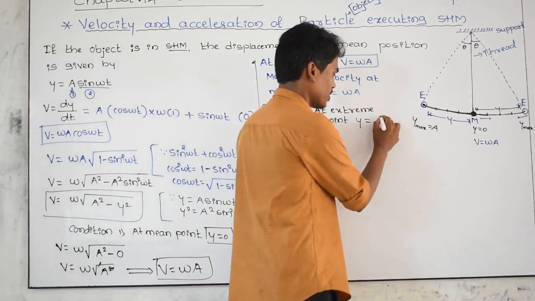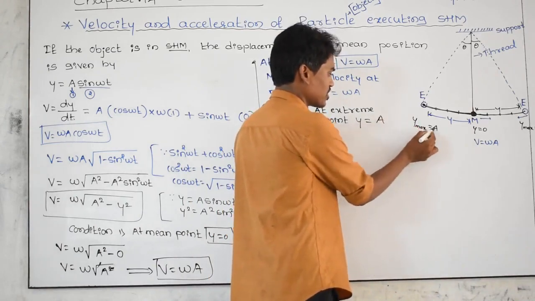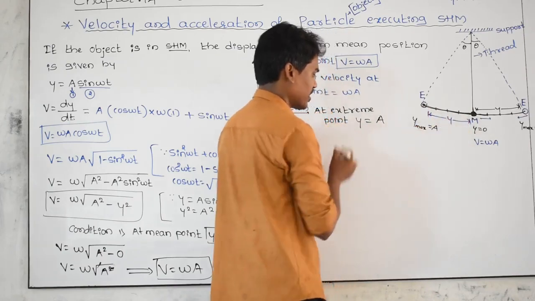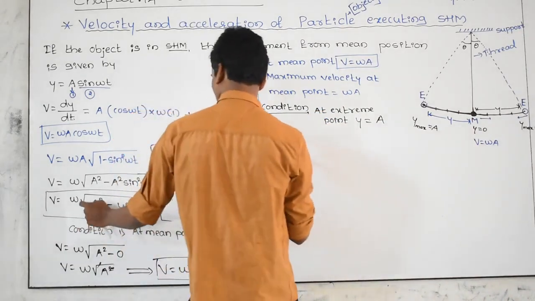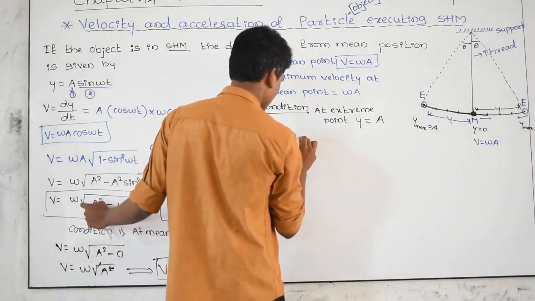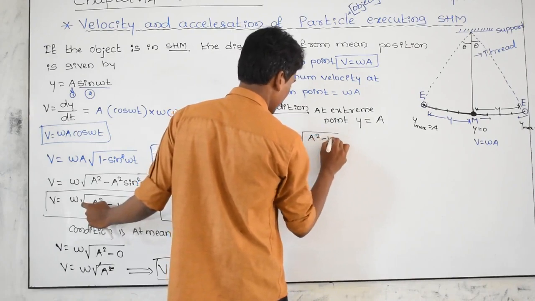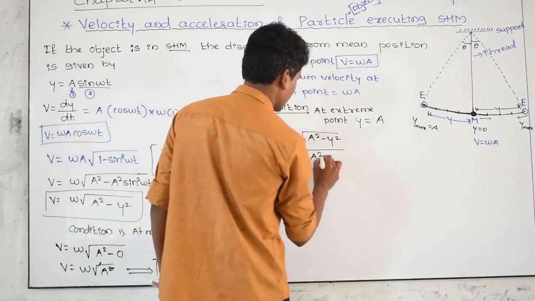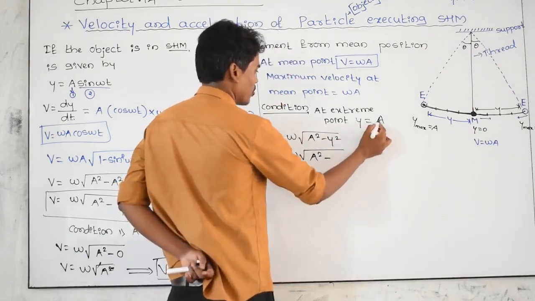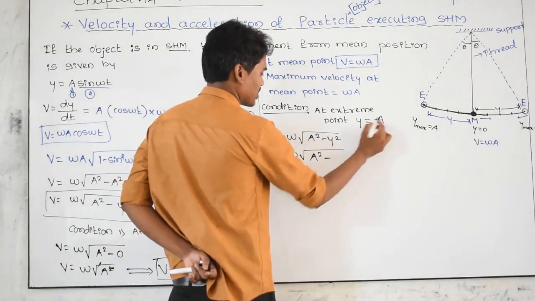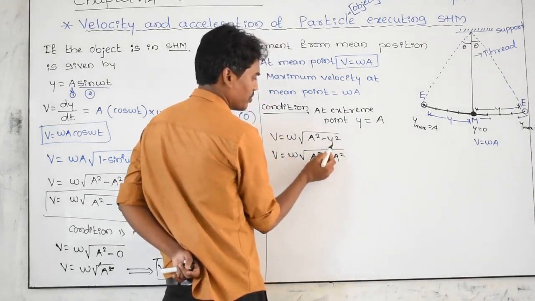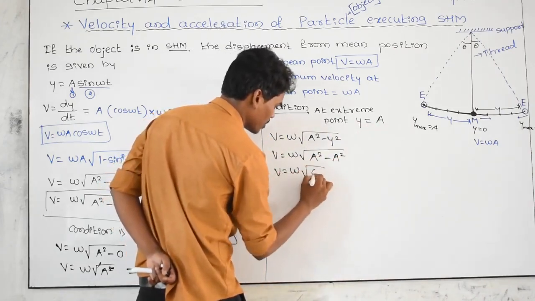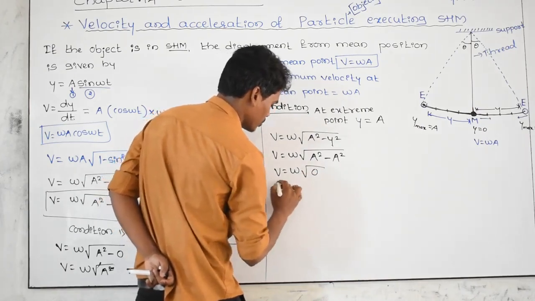That means maximum displacement is called amplitude. When the object is at this point, this is the maximum displacement, called amplitude. I am taking that condition and substituting in this formula: V is equal to omega root of a square minus y square. Here y is equal to a, so y can be substituted as a. Then omega is equal to root of 0, then V is equal to 0.